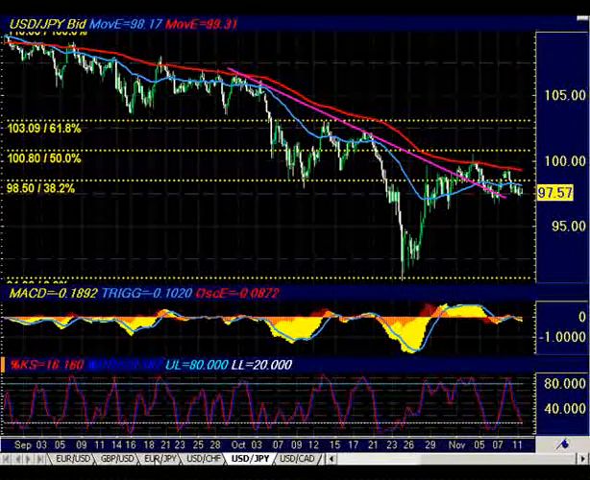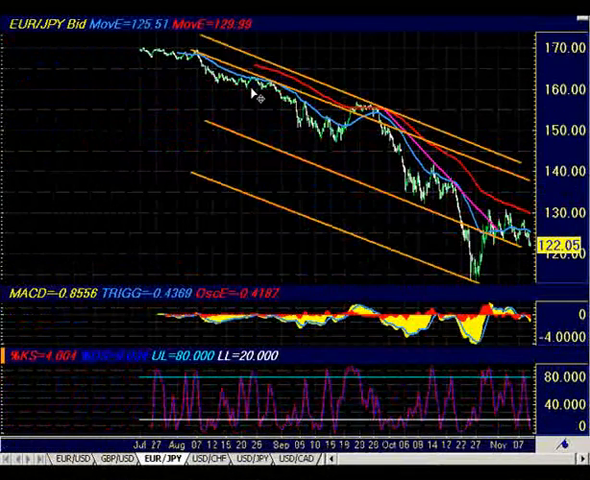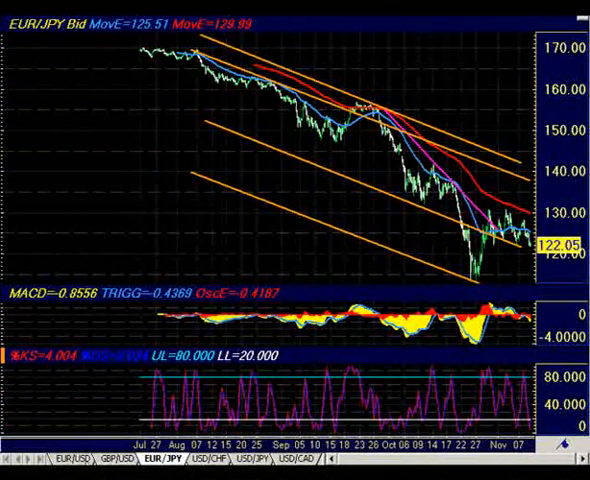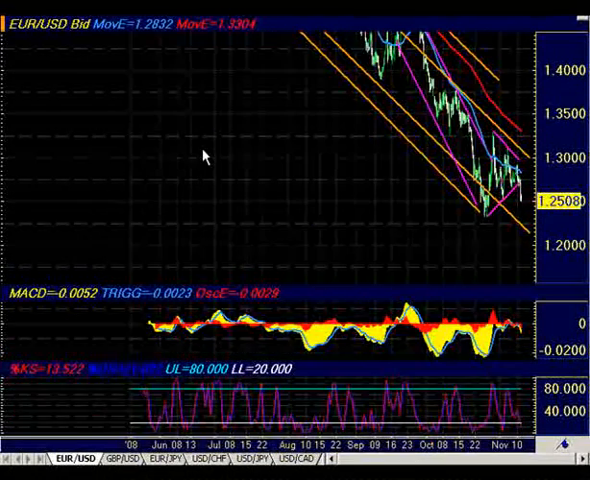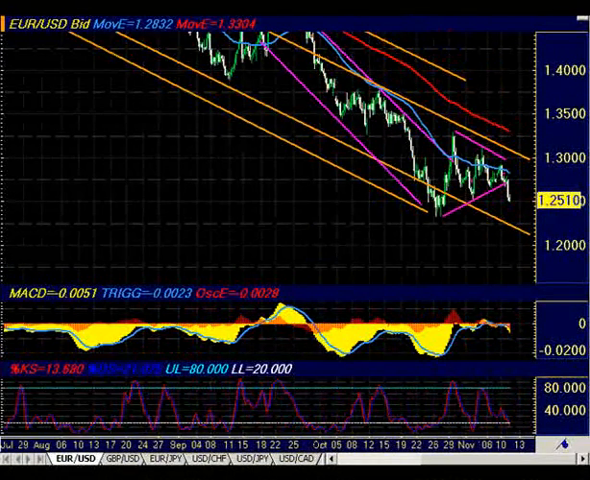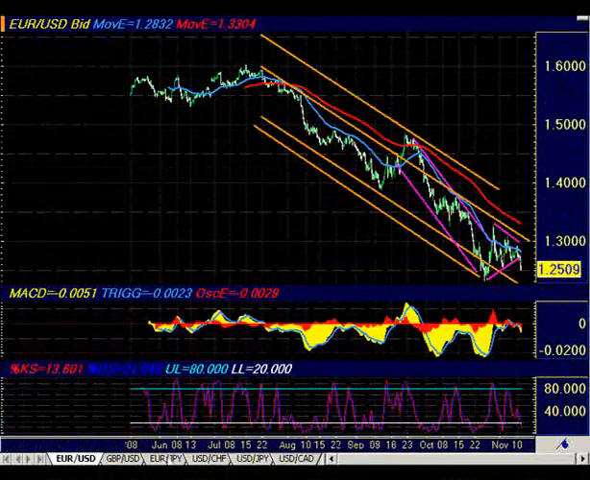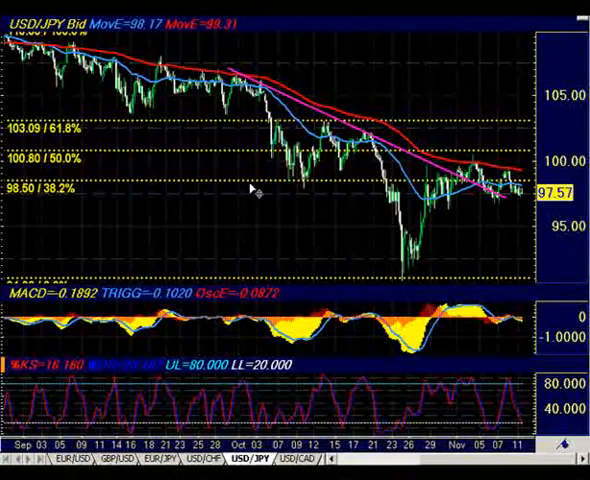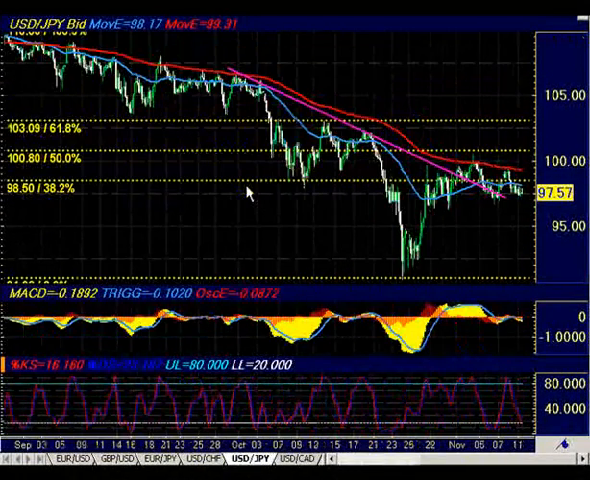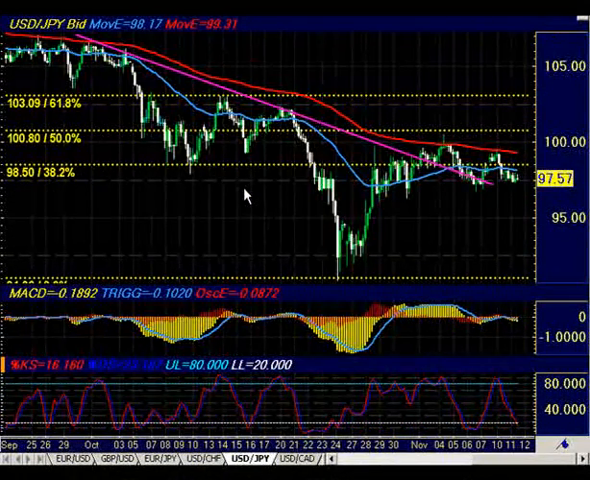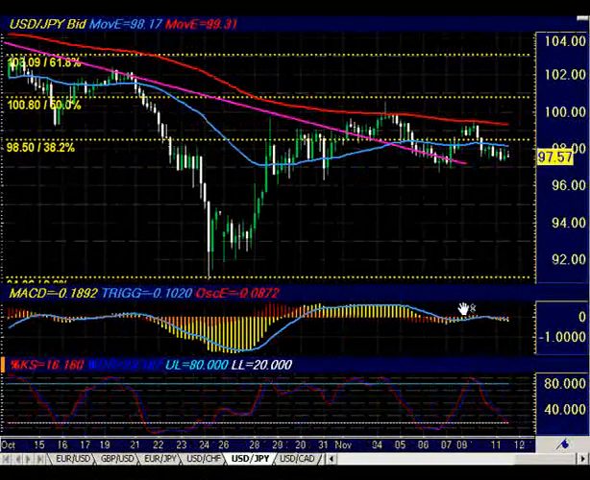Dollar yen looks a lot like euro yen in this downtrend. There's the euro yen, deep downtrend. There's the euro, another deep downtrend. And then let's look at the dollar yen. That's also in a downtrend. Can't close above this 98.50 and make any momentum to the upside above the 150-day moving average.